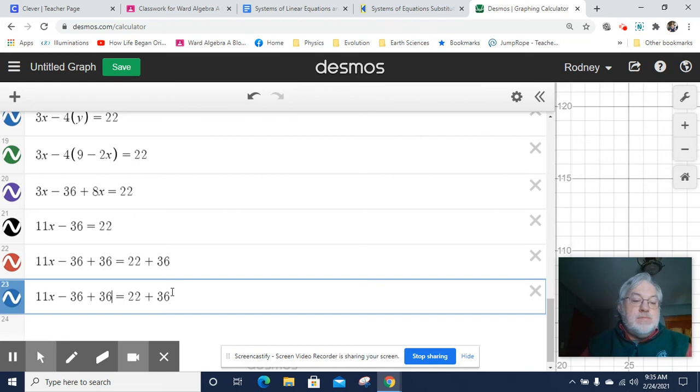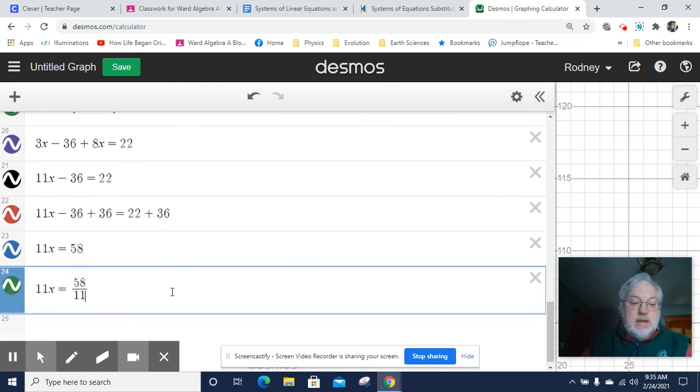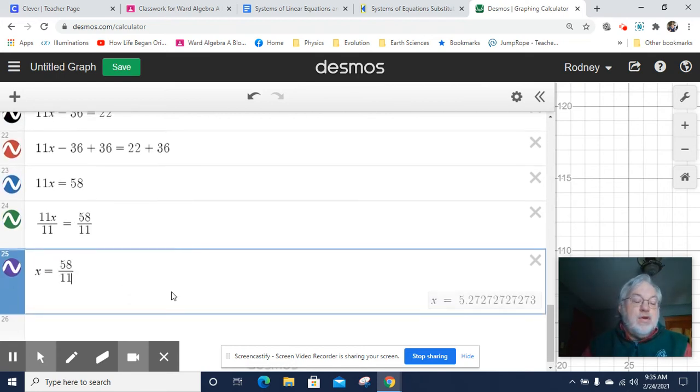The 36 minus 36 plus 36 goes away. And the 22 plus 36 becomes 58. And now I just divide both sides by 11, so that by 11 and this by 11. And 11 over 11 will cancel out. So I'll just have x equals 58 over 11.